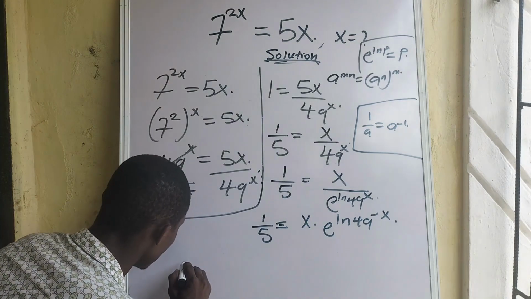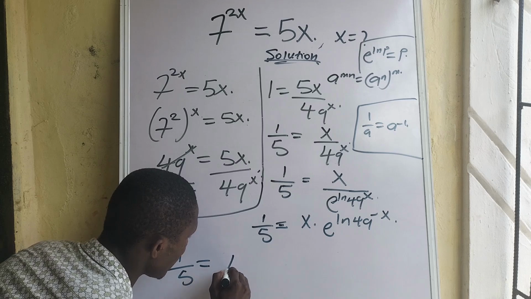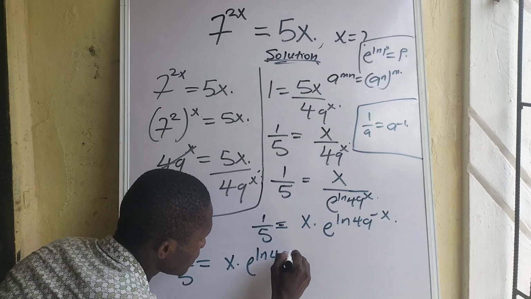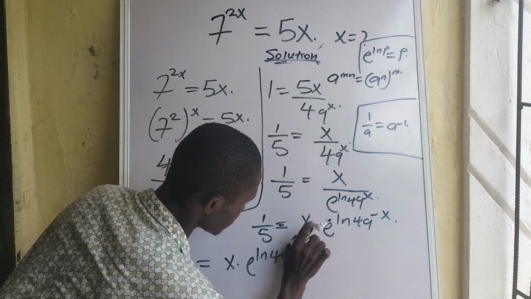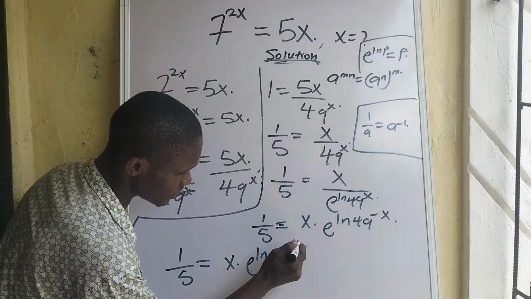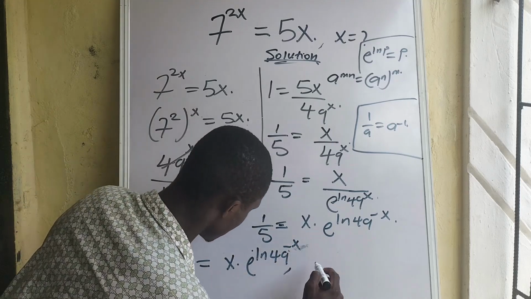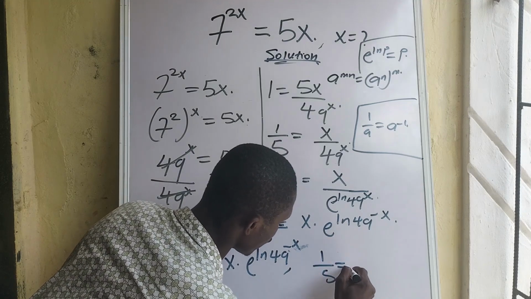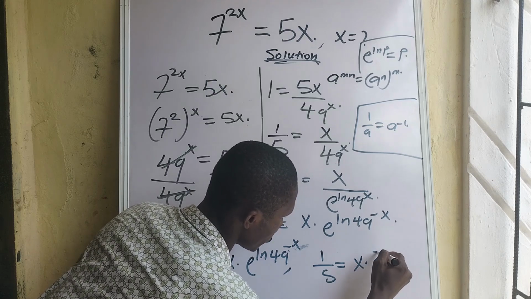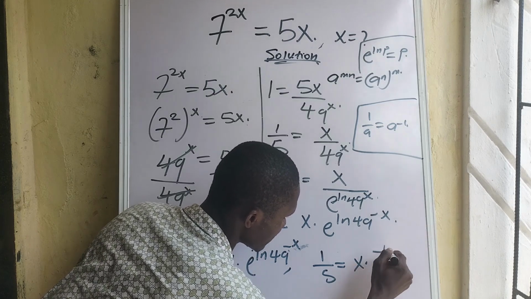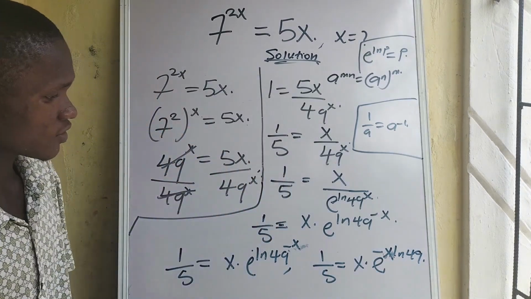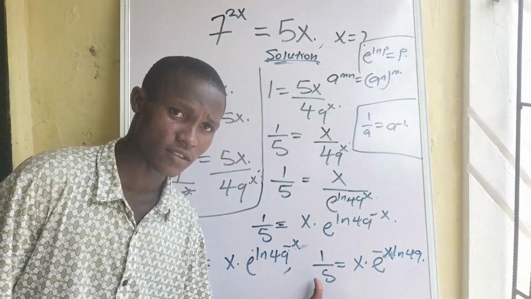Okay, having done all this, we're going to have 1 over 5 is equal to x times exponential of 49 to the power of minus x. From the principle of logarithm, sorry, indices, this can quickly come to the back. So we're going to have 1 over 5 is equal to x times exponential of minus x ln 49. So this is our new form of the question.